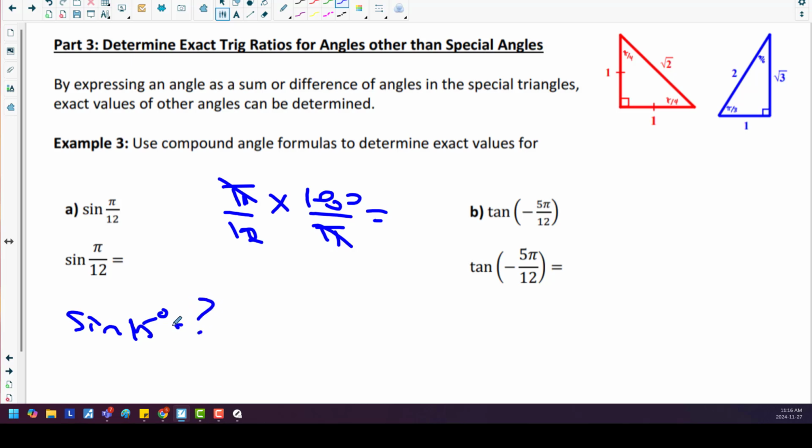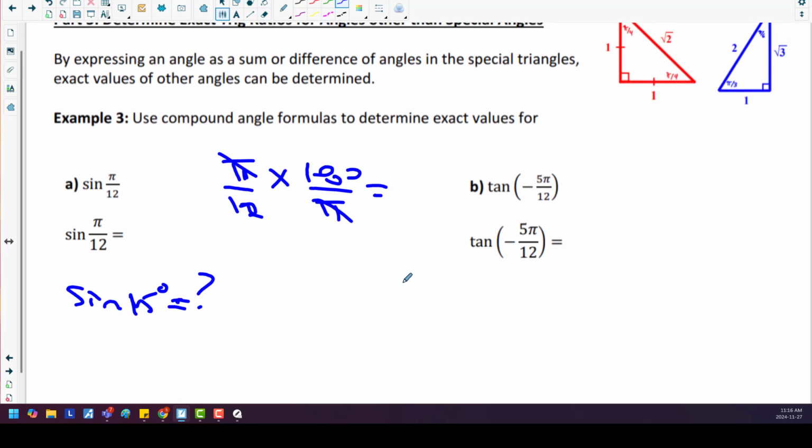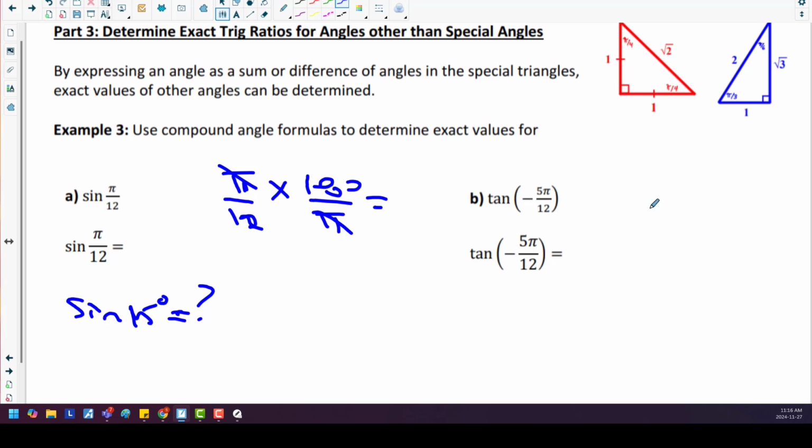And we're trying to look for exact values. So you can't just plug this into your calculator. You most likely will get an approximation in your calculator, like a decimal value. So we need exact values. The way to do this is to realize, well, what are our special angles again? So they're 30, 45, 60. Is there a way in which I can add or subtract any of these special triangles such that I can make 15 degrees?